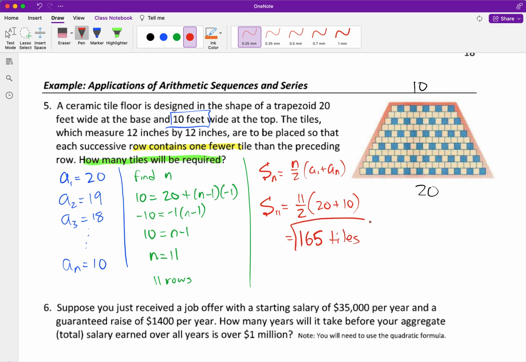And so this is like a, maybe not a super realistic real life problem, but it's a real life problem that you could come across. Maybe you're going to be a flooring person someday. I don't know. Don't ask me.